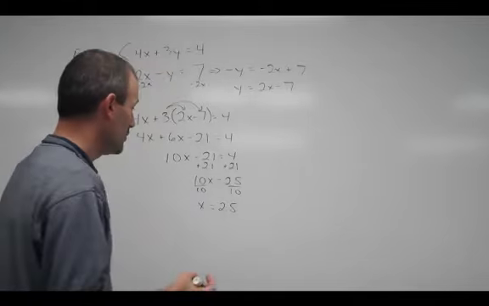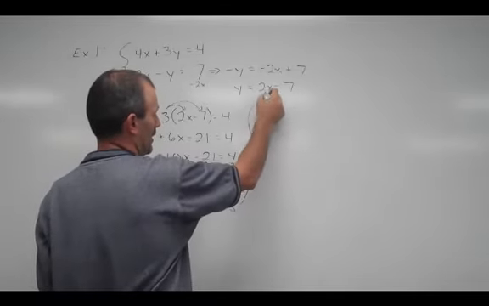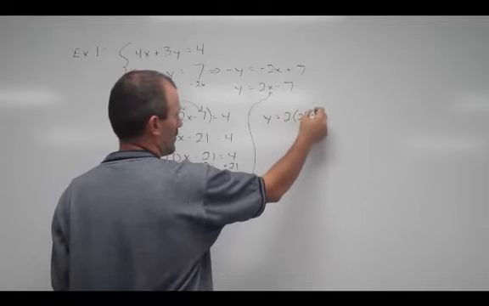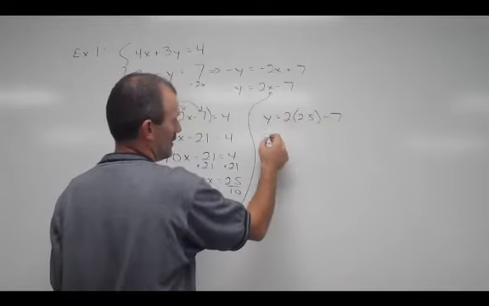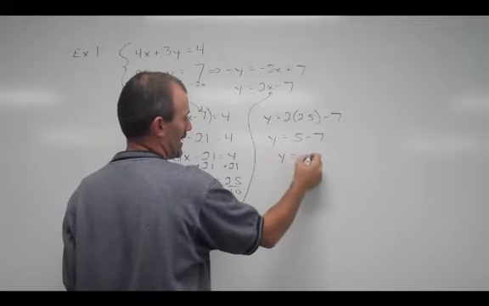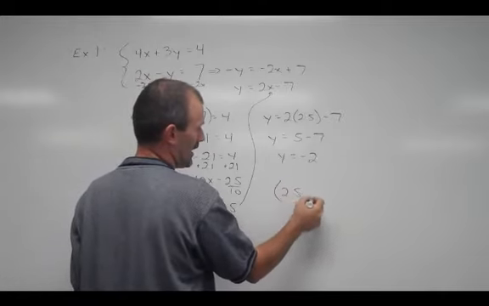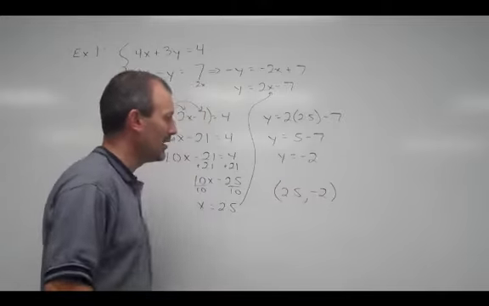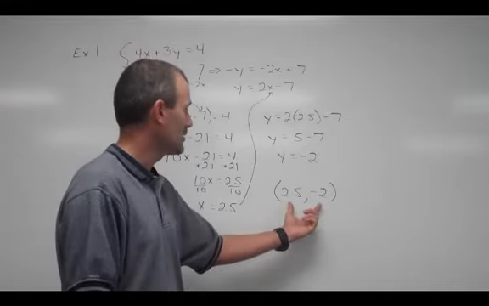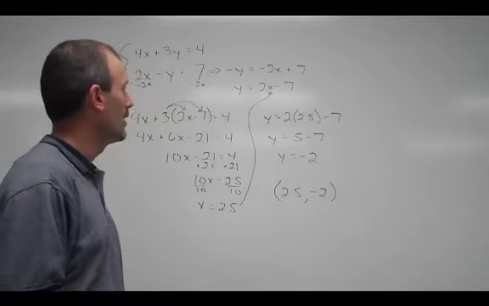Once we know that x equals 2.5, we plug that right back into here. So we're going to have y equals 2 times 2.5 minus 7. So y equals 5 minus 7, and y equals negative 2. So once we have those two answers, 2.5 is the x value, negative 2 is the y value, and that is the solution to our system. If you want to check them, you can always take those values and put them back into the original equations to see if they work out.